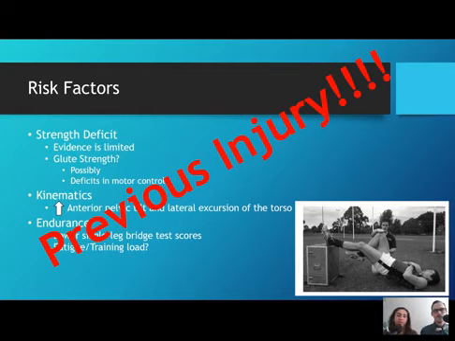Absolutely. There's that portion of it, and then there's the portion that your body recognizes that this area is the issue, and it's going to try to adjust to protect you.